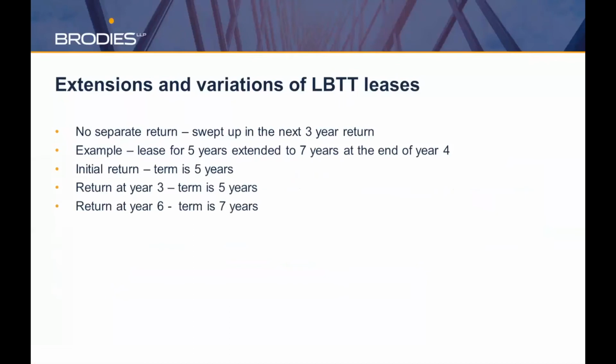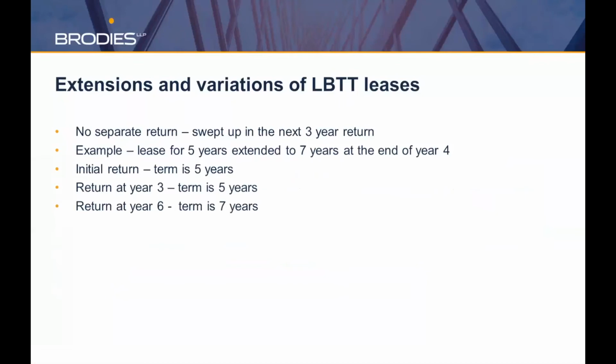A similar rule kind of applies for tacit relocation as well, in that if the lease gets to the end of its term and starts tacitly relocating, you don't do a termination return. However, once it's tacitly relocated for 3 years or thereabouts, you'll have another 3-yearly return. Those just keep on running. If it terminates and the tacit relocation ends before the next 3-year return, then you just have a termination return at that point.